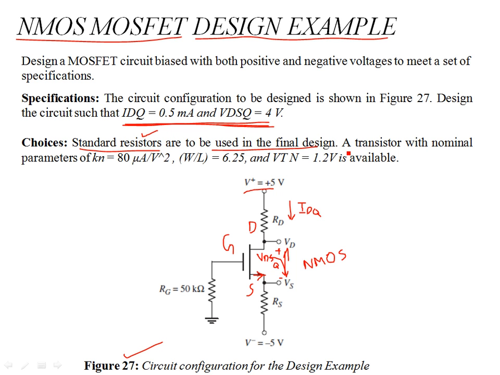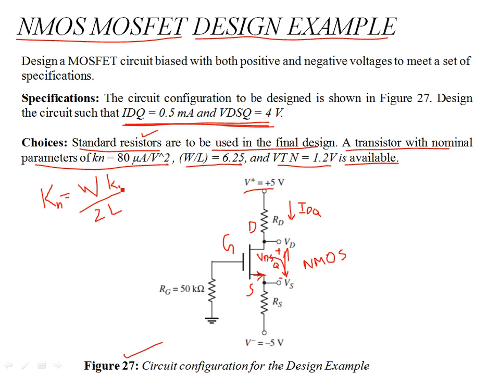Now what is available with us is a transistor with a nominal parameter Kn prime, the electrical conduction parameter in microamps per volt square, which is a product of mobility and the oxide capacitance. Then you have the non-dimensional ratio of the width to the channel length of the transistor. The threshold voltage of the NMOS is 1.2 volts. From this information, the first thing you can do is find the conduction parameter Kn, which is given by W by 2L into Kn prime. So that gives you the conduction parameter.